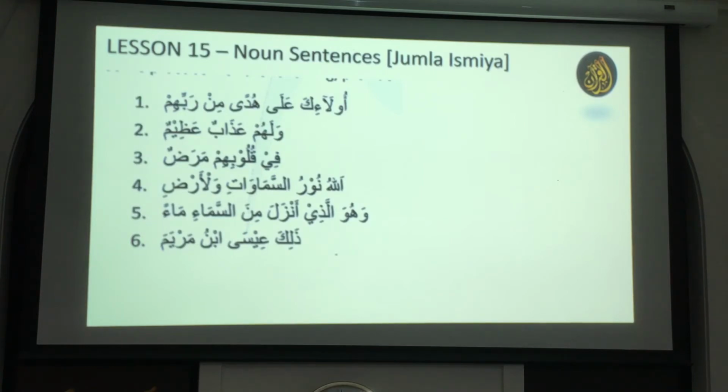These are 6 examples. We can quickly do this one. Look at the first one. Ulaika ala hudam min rabbihim. We know the meaning of it, but look at the break. Where is the break? Brother Shiraz, try it. So ulaika is one of the pointing words, right? What is ala? It is also a harf of jar. Ala hudan, is it a fragment? Yes, it is a fragment.